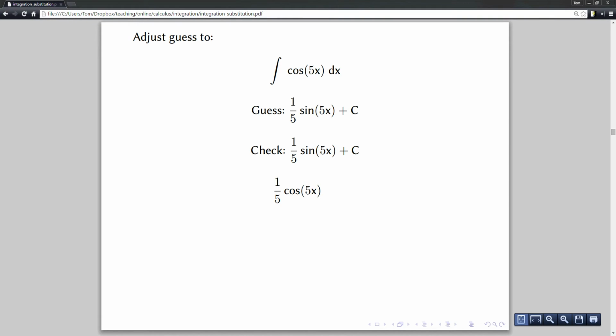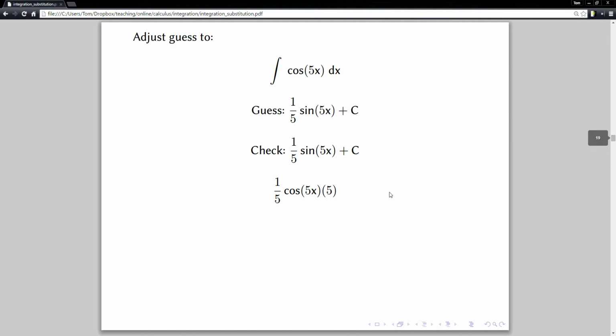The constant multiple rule says rewrite that 1/5. That 1/5 is a constant, so I have a constant times a function. So rewrite the 1/5 and multiply by the derivative of the function part. So again, the derivative of sine 5x is a chain rule problem. I am going to take the derivative of the outside, leave the inside part alone, and then multiply by the derivative of the inside part, right? Just like we did before.